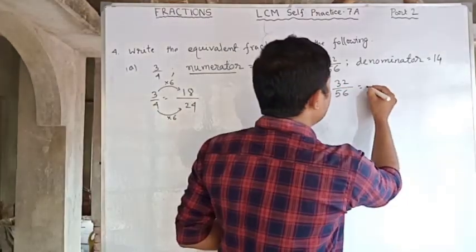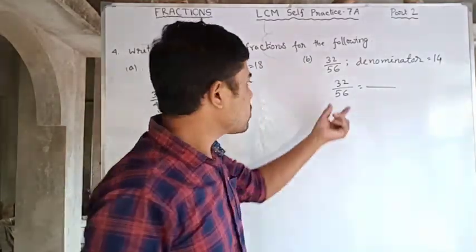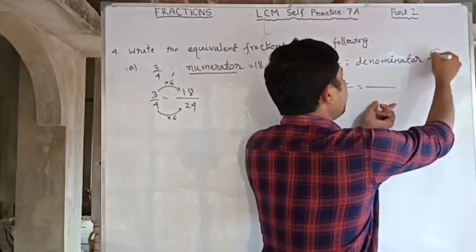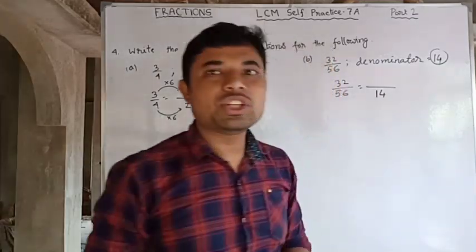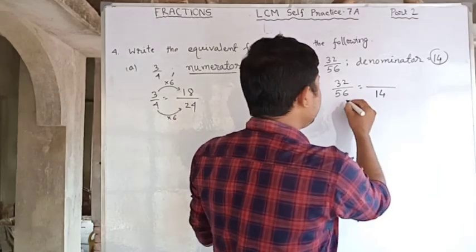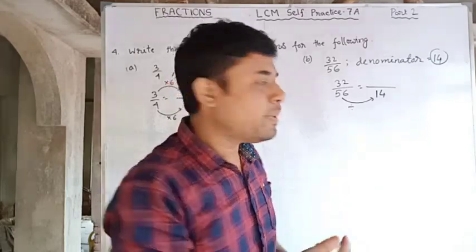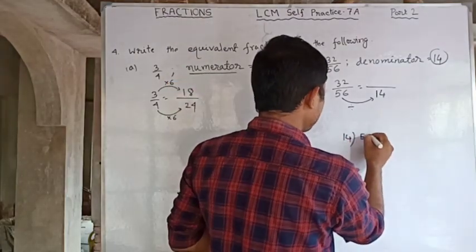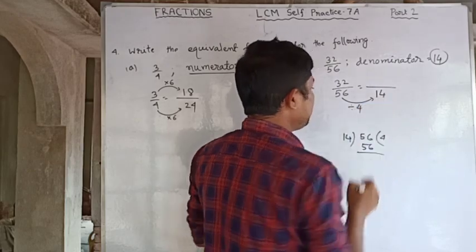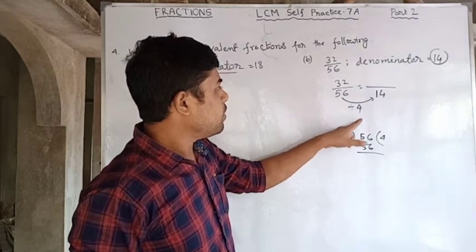Here you have to find the equivalent fraction. Equivalent fraction means you can write an equal one. So 32/56 is equal to which fraction whose denominator is 14? Here it is 56, but here 14. How is it 14? That means here you are dividing. By which number are you dividing? You can check in this way also. By 4 you are dividing. So divide 56 by 4, you will get 14.